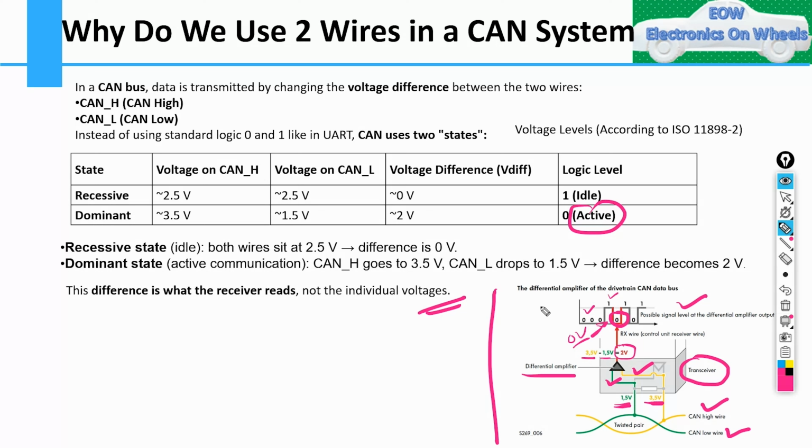But you will have one question: why are you keeping 2.5 volt as a reference or common mode? Why are you not keeping 0 volt? You have the range from 0 to 5 volt, with 2.5 in the middle. So why are you keeping 2.5 volt as the common, and not 0 volt? Let's try to understand the reason behind this.